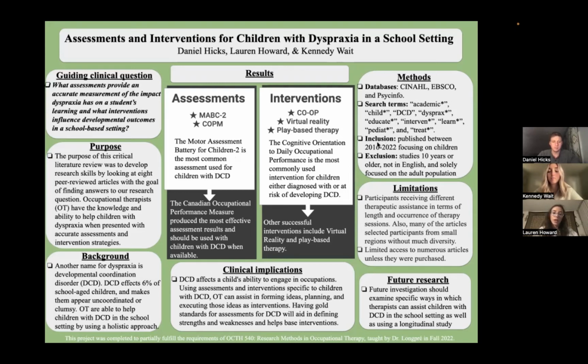To truncate a search term, do a keyword search in a database, but remove the ending of the word and add an asterisk to the end of the word. So our search terms included academic, child, DCD, dysprax, educate, intervene, learn, pedia, and treat.